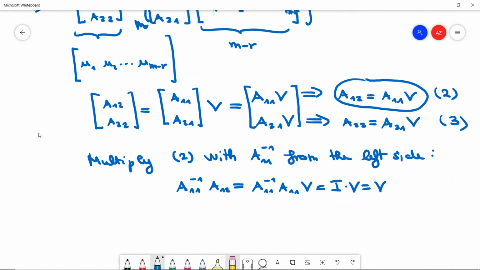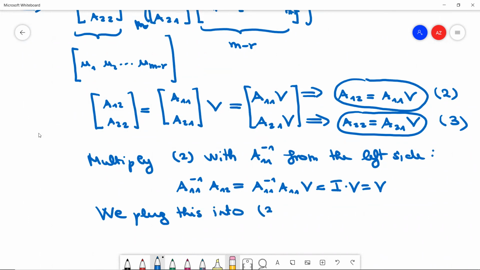And we plug this into 3, so this is 3. We plug this into 3 and get A22 is equal to A21 times, instead of V, we plug the left side, so A11 inverse A12.